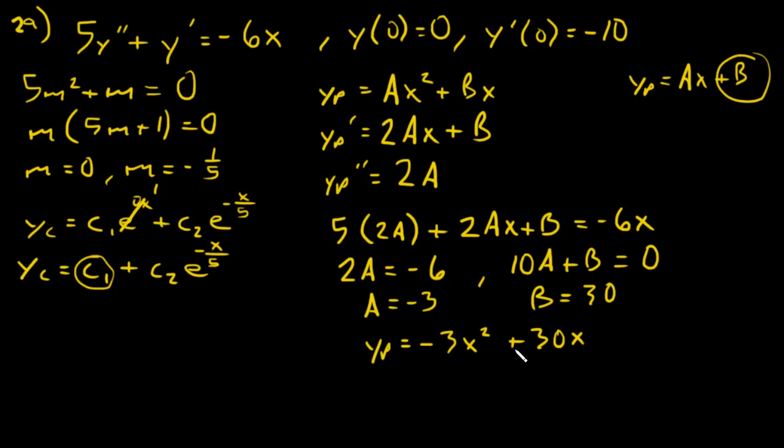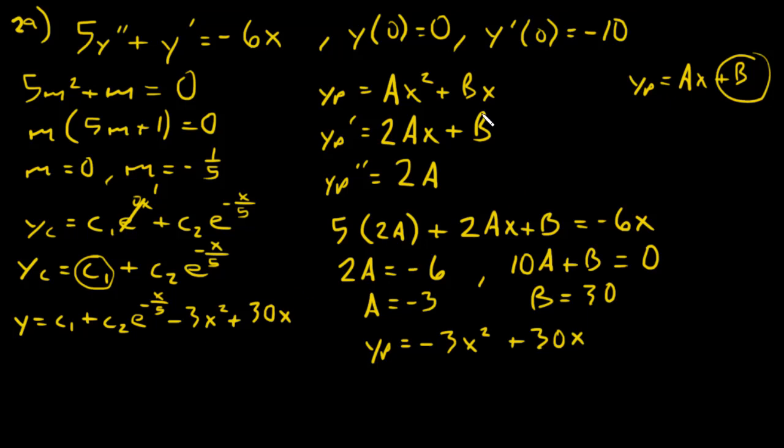Okay, now that means my full solution is going to be, oh, can I fit it in? I think I can fit it in. y equals c1 plus c2 e to the negative x over 5 minus 3x squared plus 30x.